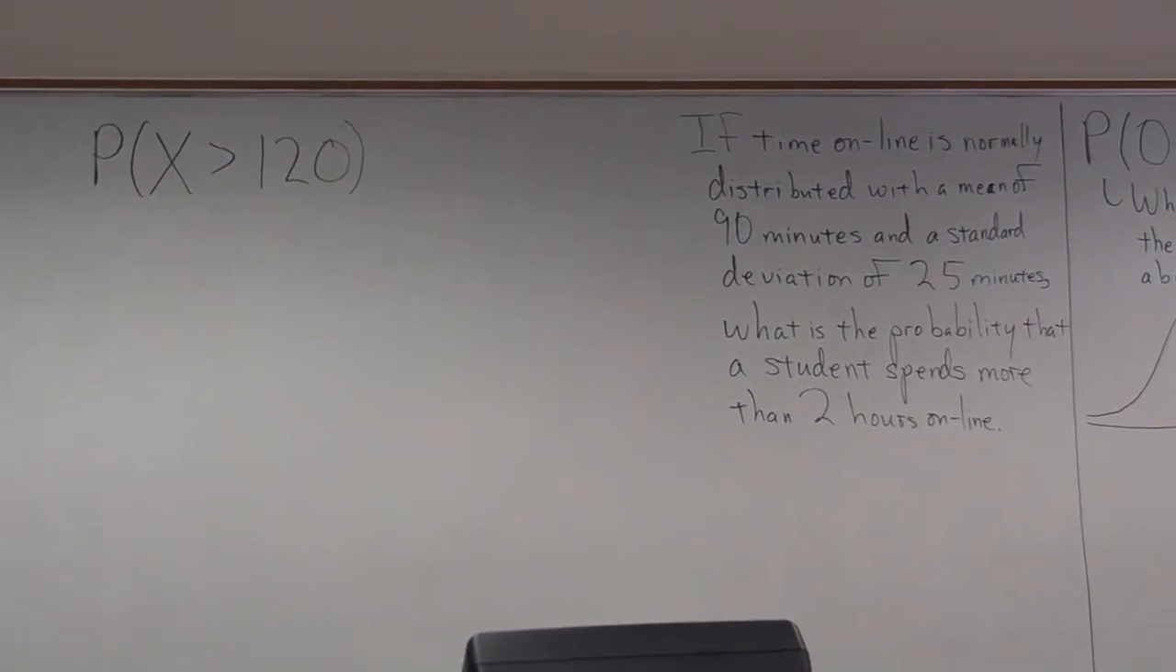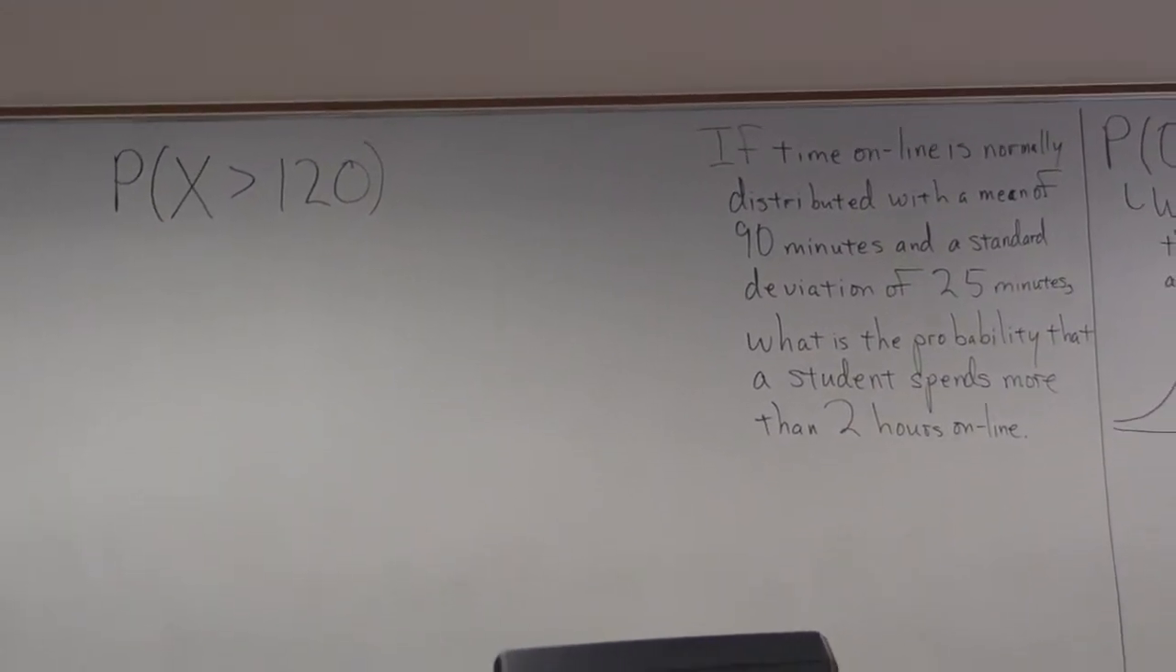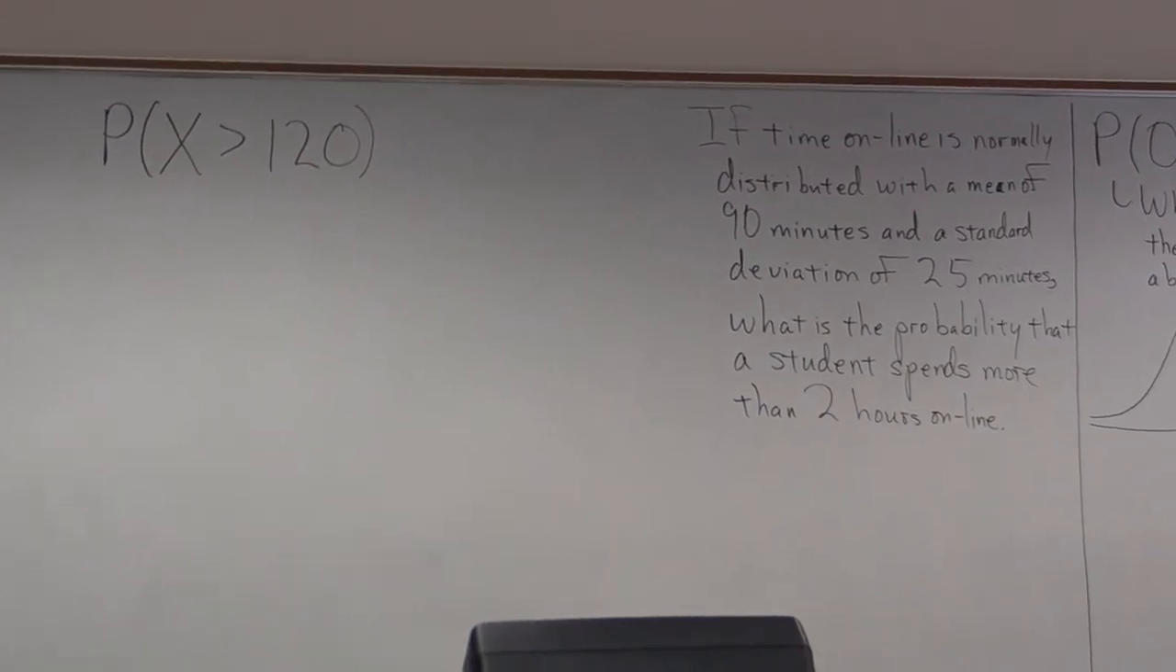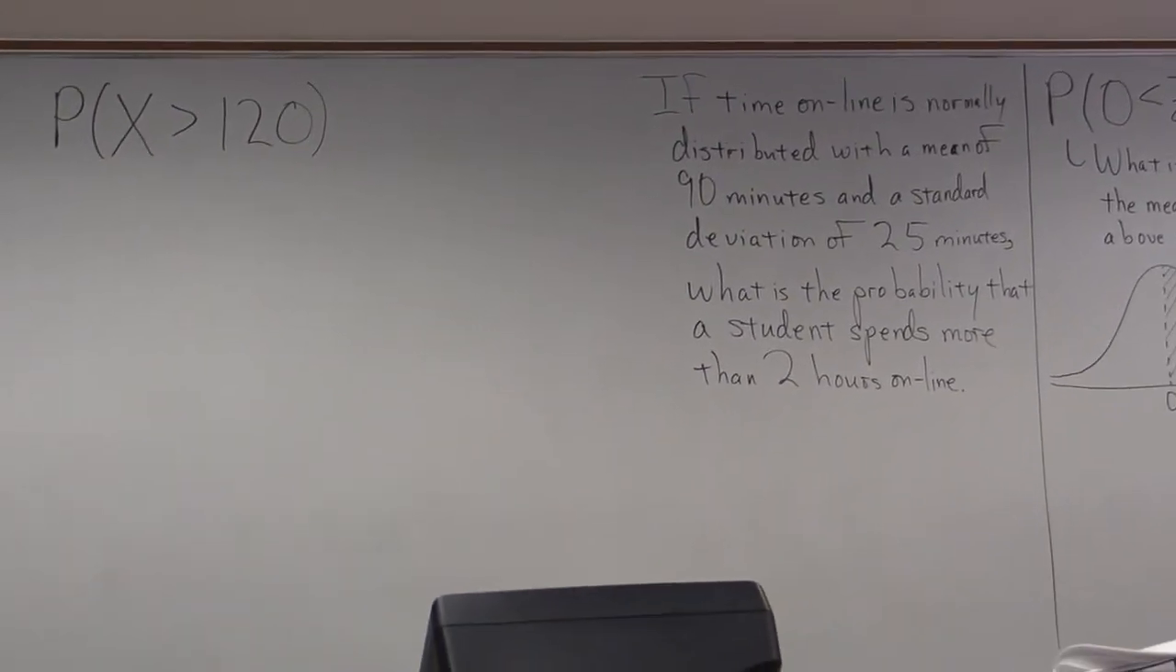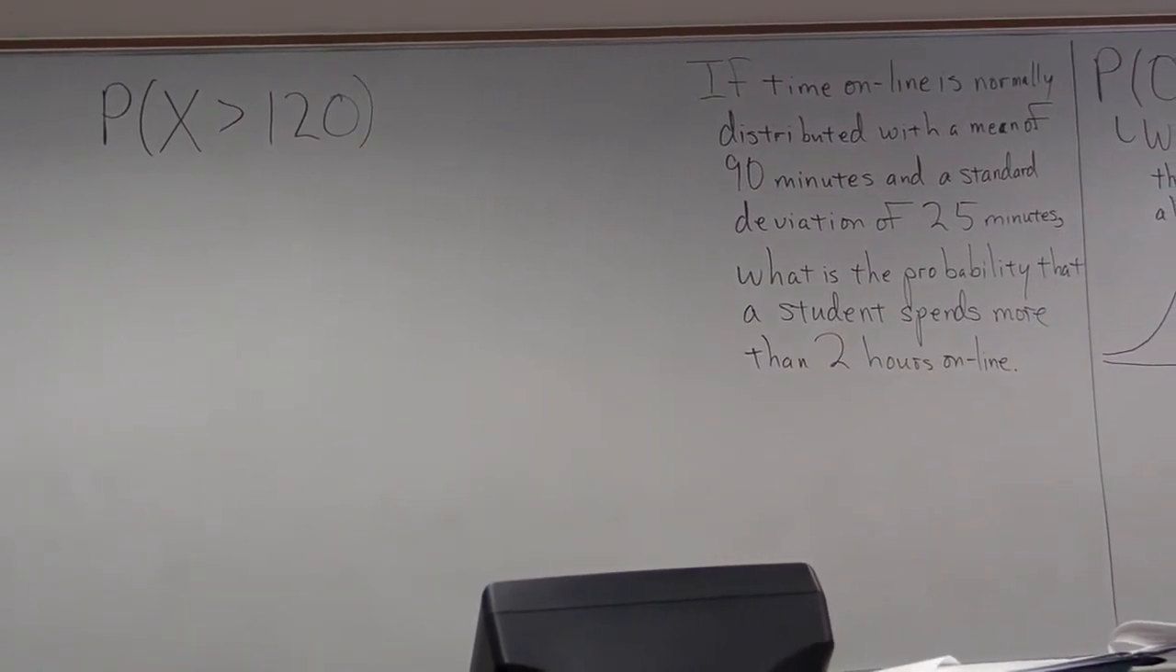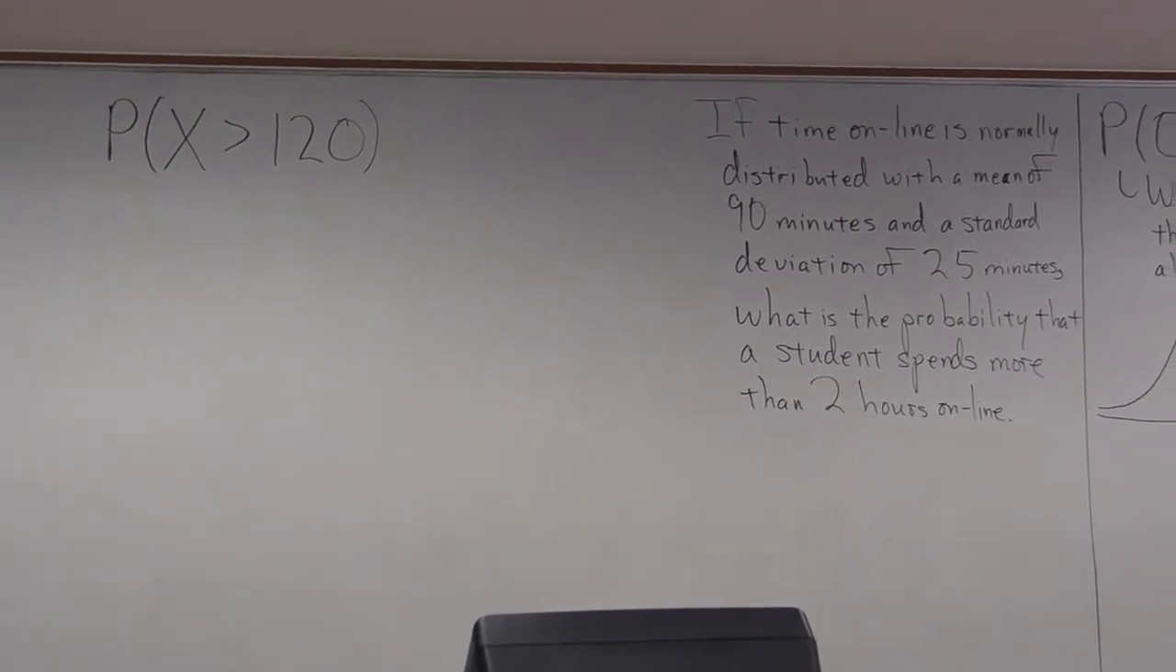In this case, I'm asking what's the probability that x, and what I mean by x is a random variable. And x is a random variable about time online. So x is really x online.